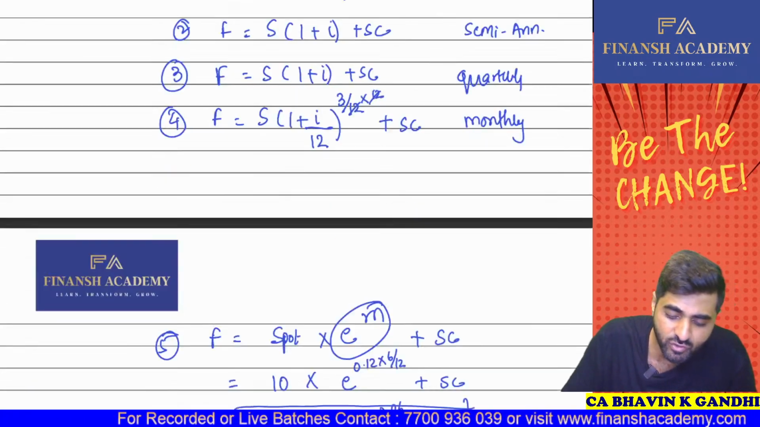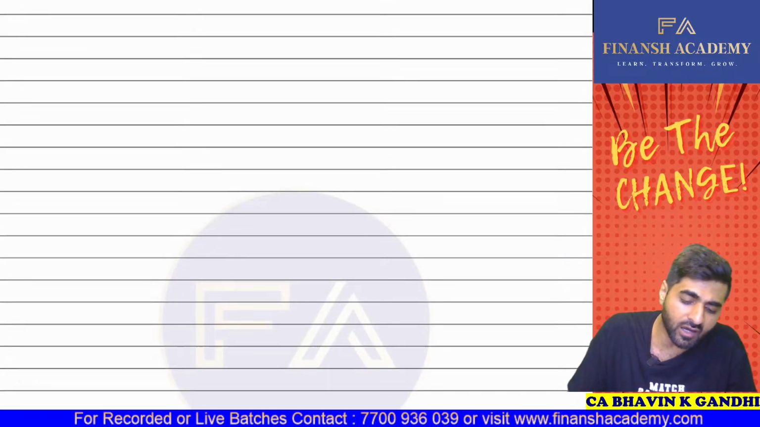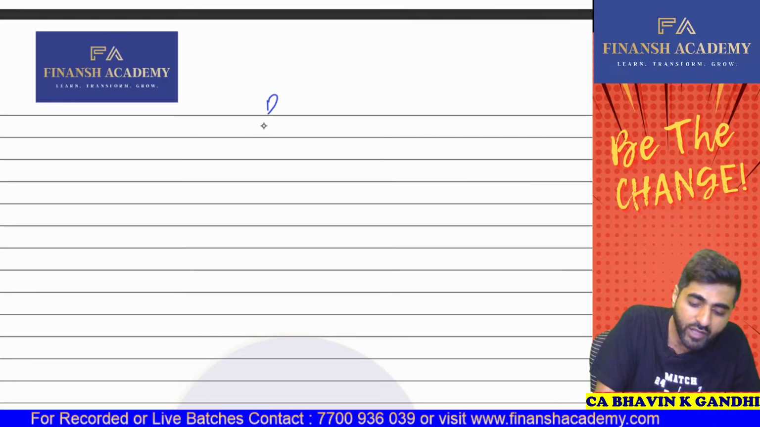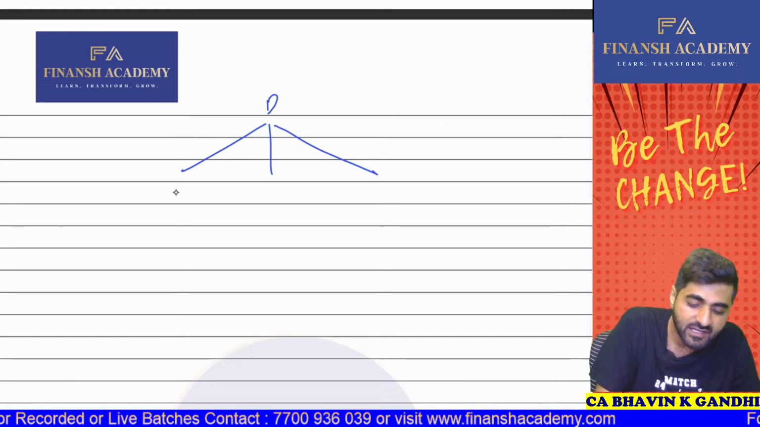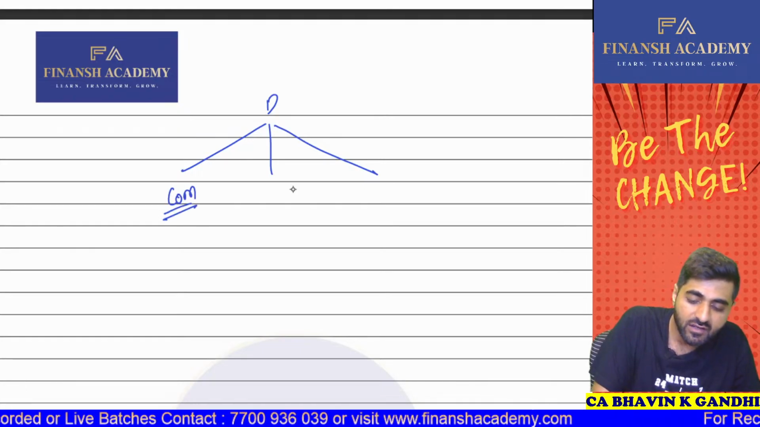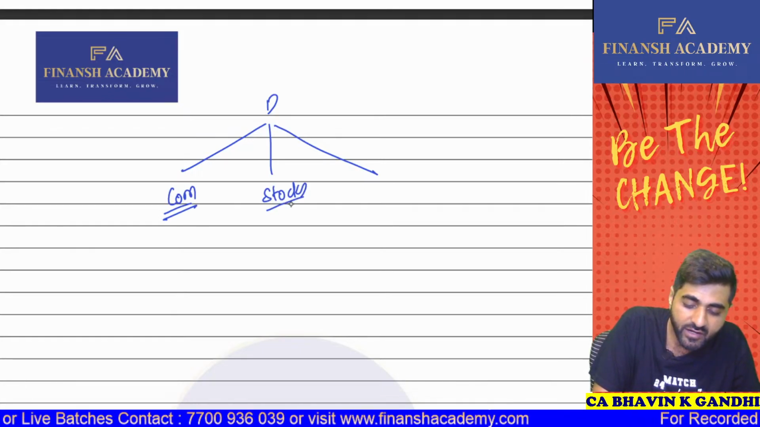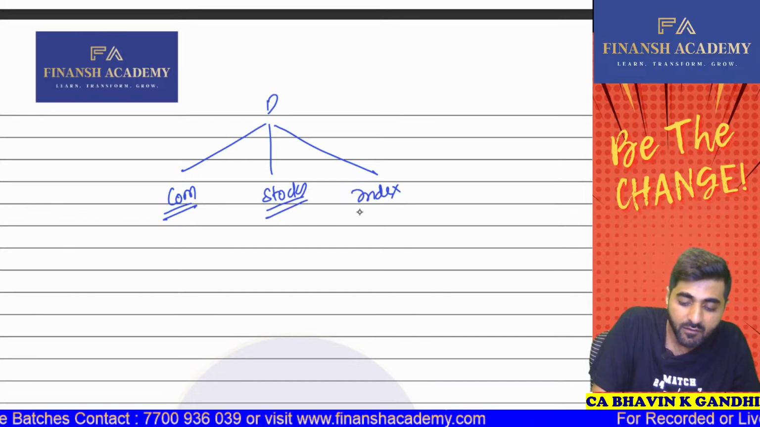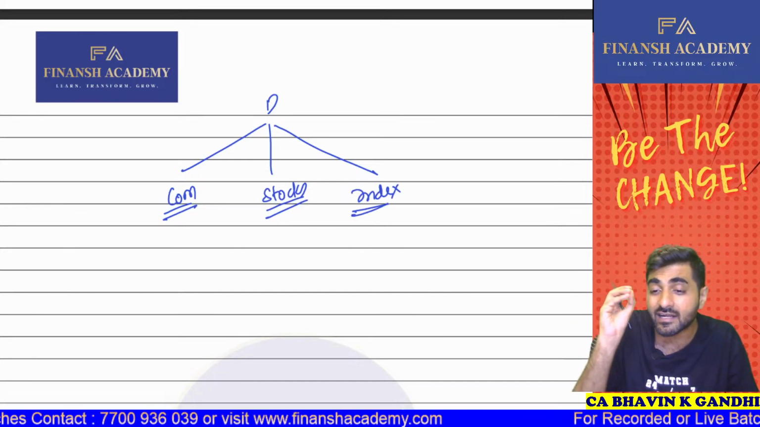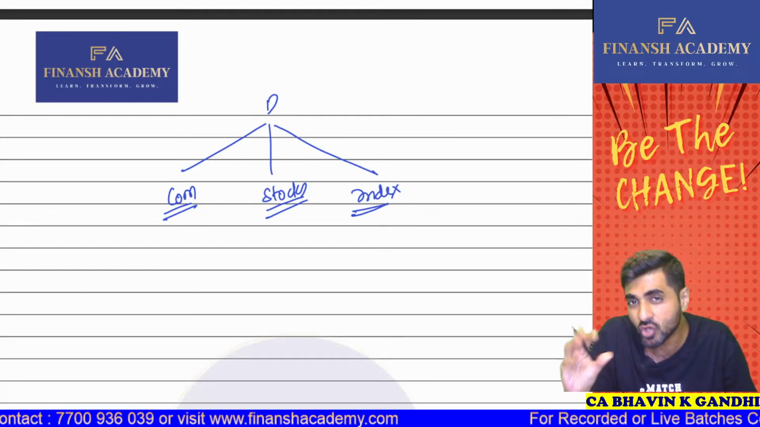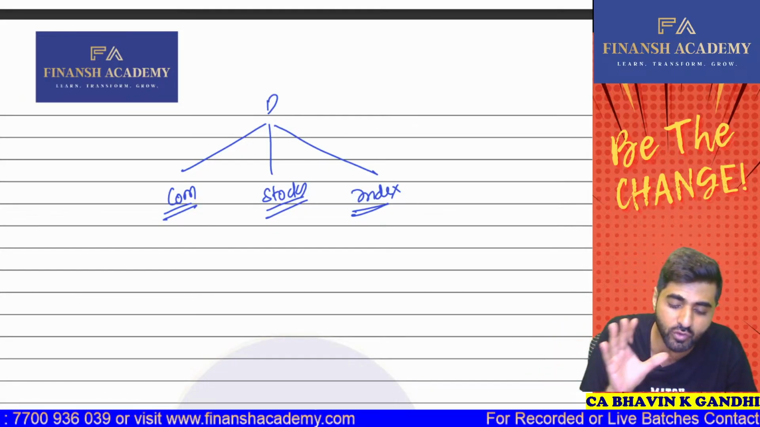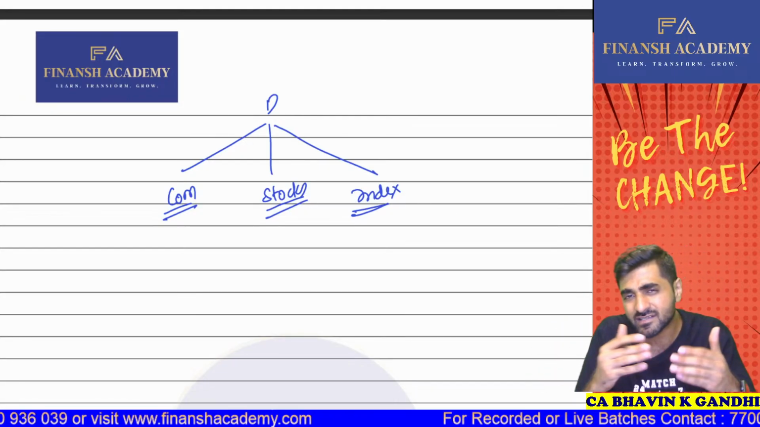So this is how, my dear students, I have explained in your derivatives how we can price the future contracts for your commodities, for your stocks, and also for your index, whether it is continuously compounded or normal. Okay, so for either of the two, you can do the calculations the way I've just taught you.